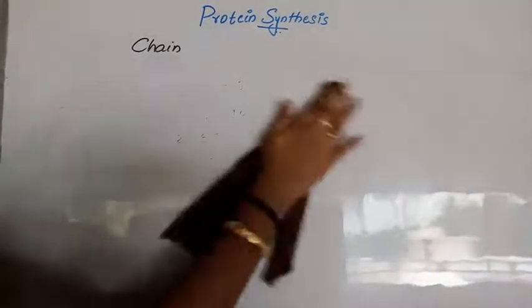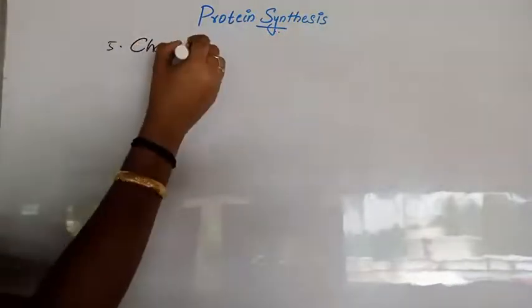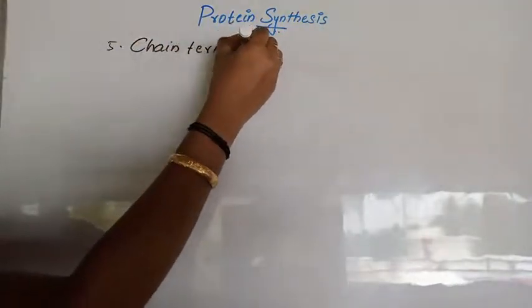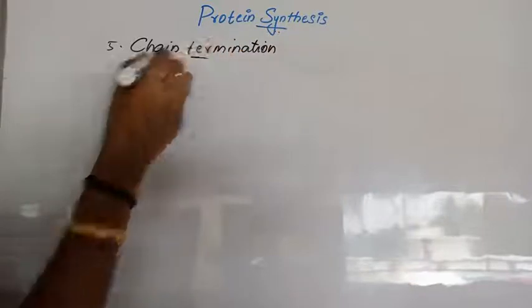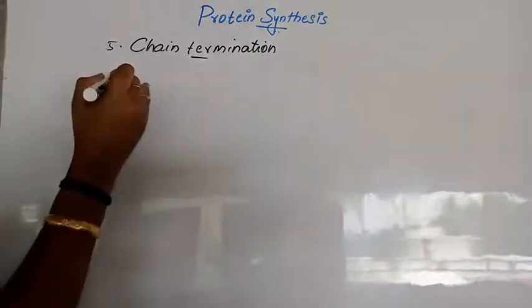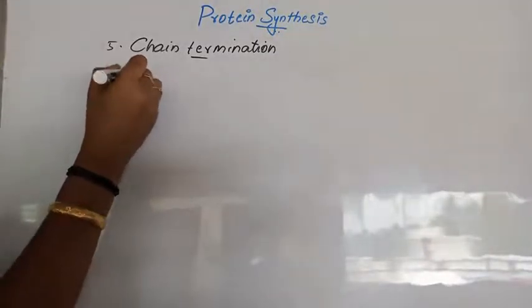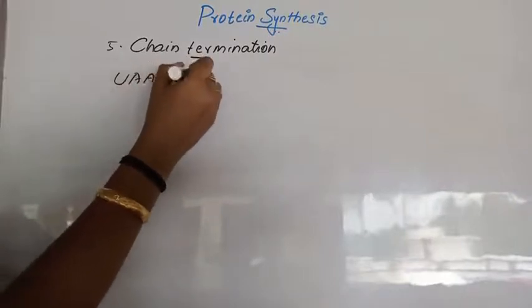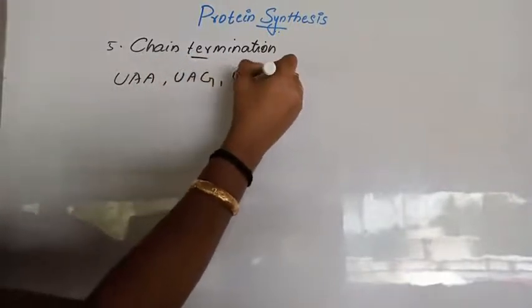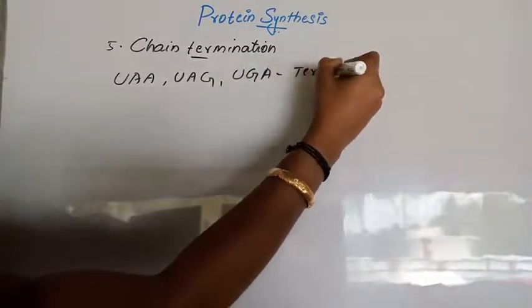Then we come to the last step, that is chain termination. Due to sliding of ribosomes over mRNA, when any nonsense codon occurs, what are the nonsense codons? UAA, UAG, UGA. These are the termination codons or nonsense codons.